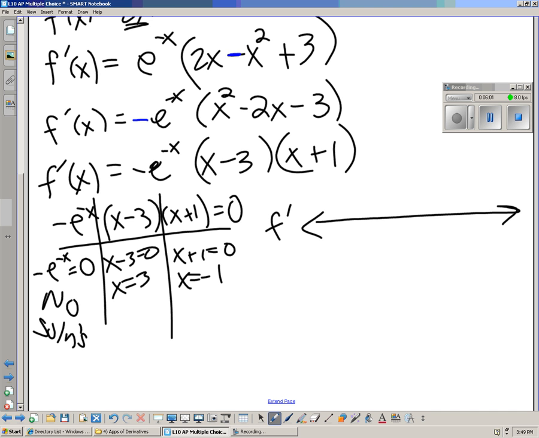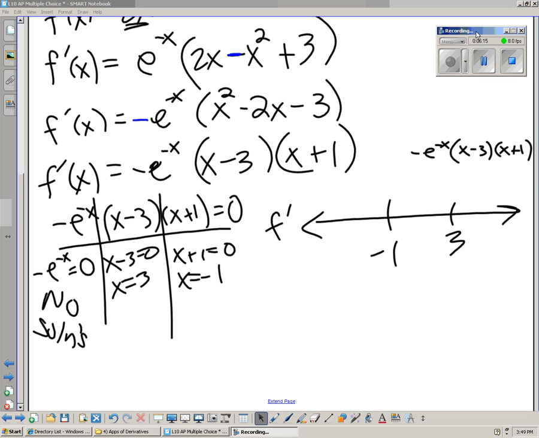f prime, again, was factored as negative e to the negative x times x minus 3 times x plus 1. e to any power is positive, so negative e to any power is always negative. That's why I'm going to put a negative and circle it. That factor is always negative. Now we pick a number to the left of negative 1, say negative 2. Negative 2 minus 3 is negative. Negative 2 plus 1 is negative. Negative times negative is negative.